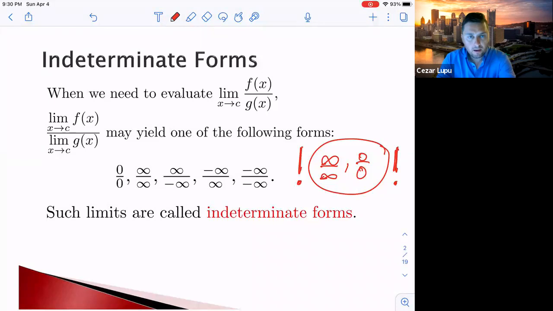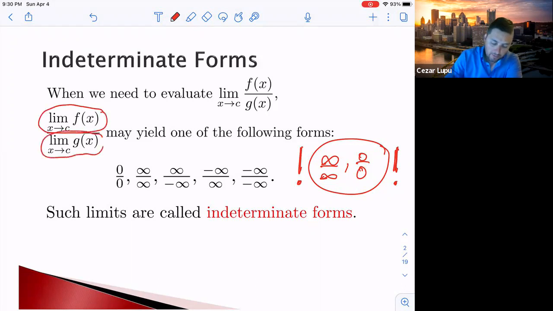Well, you know that the limit of the quotient is the quotient of the limits. So this will be nothing else than just the limit as x approaches c of f of x over the limit as x approaches c of g of x. And when we evaluate these two limits, we might end up with these indeterminate forms.